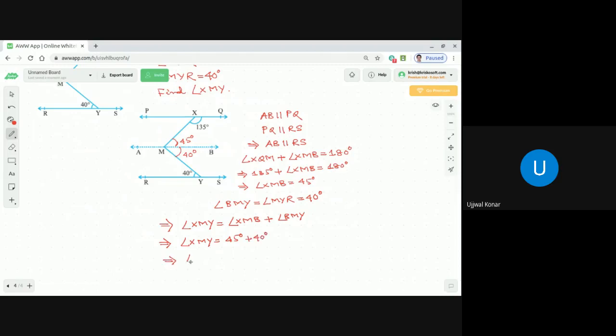That implies angle XMY is equal to 85 degrees. Many of you already found it out, but I took time to explain each and every step. Okay.